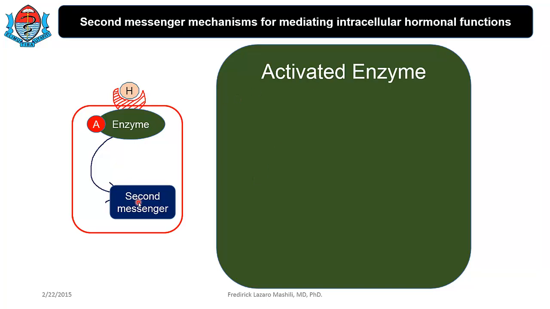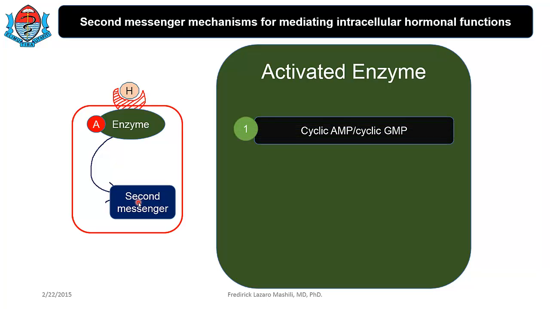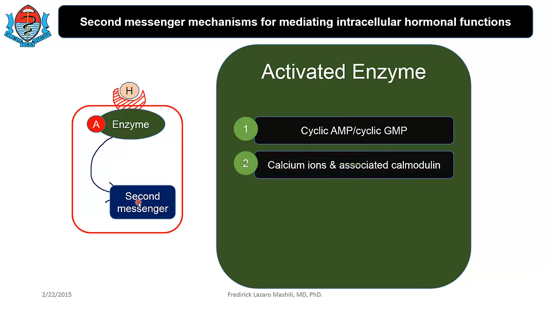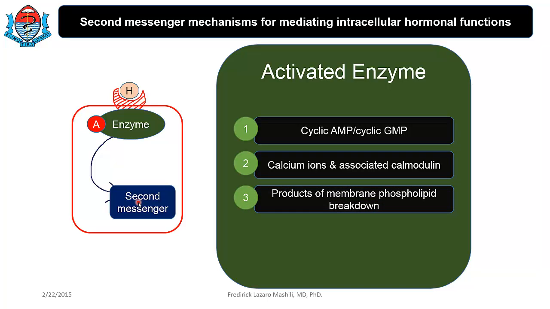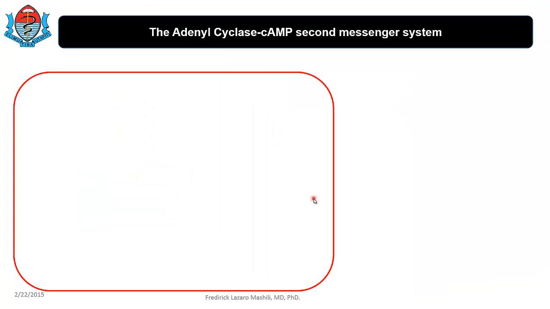Who are these second messengers? One, cyclic AMP or cyclic GMP is a second messenger. Two, calcium ion and associated calmodulin, also known as the calcium calmodulin complex, is another second messenger. And three, products of membrane phospholipid breakdown is another second messenger. So we have three main well-known second messengers: cyclic AMP, calcium calmodulin complex, and products of membrane phospholipid breakdown. Let's get into the details of these three second messengers.